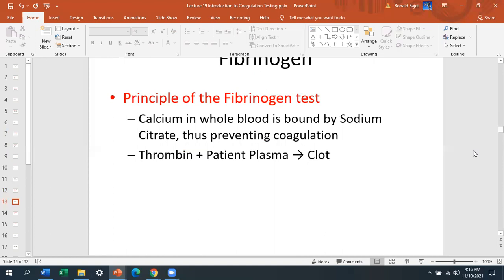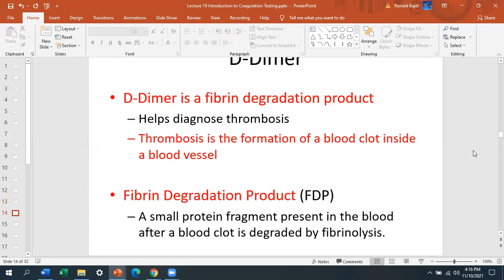A lot of places, the test for fibrinogen is actually in chemistry. So it can either be in chemistry or in hematology. There's some chemistry analyzers that will actually measure the amount of fibrinogen, because it's a protein. Okay. The next test is D-dimer.